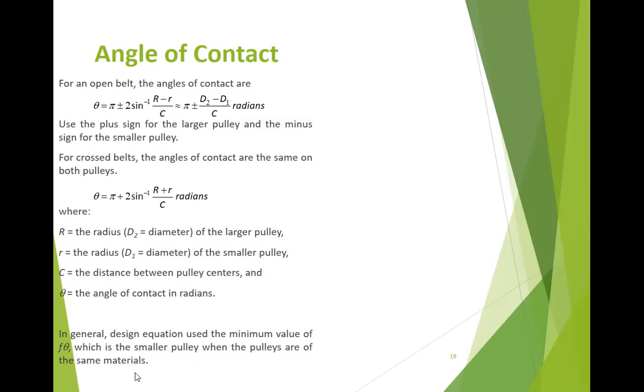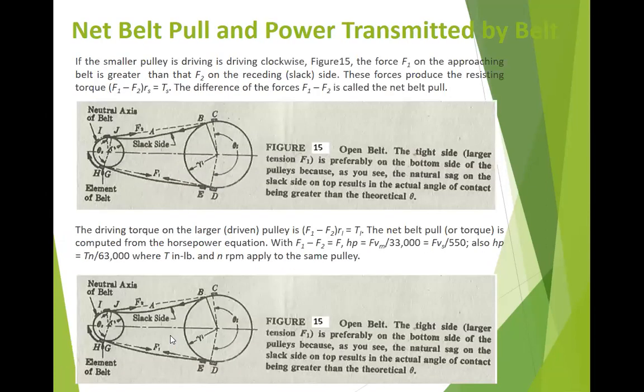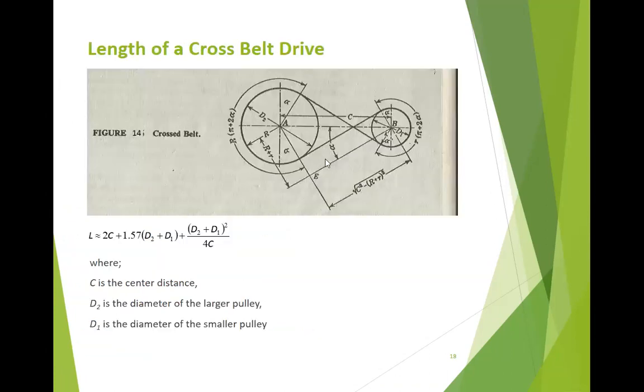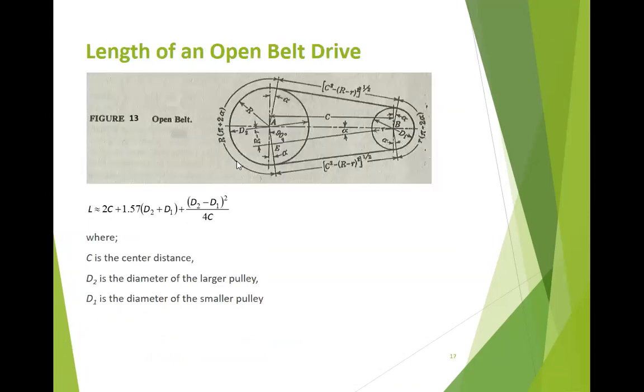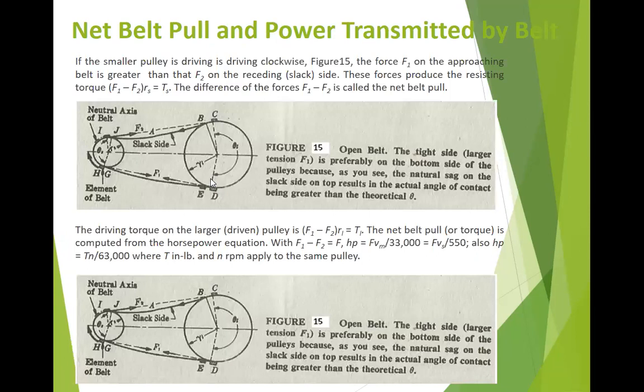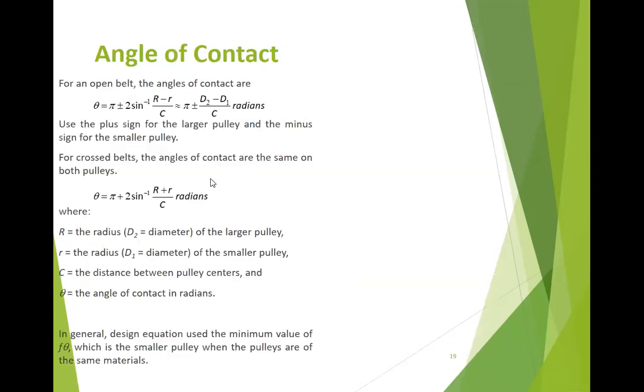In general, the design equation uses the minimum value of f theta, which is that of the smaller pulley when the pulleys are of the same material. If the materials are different, compute both and take the smaller value of f theta. That is what you substitute into the design equation.